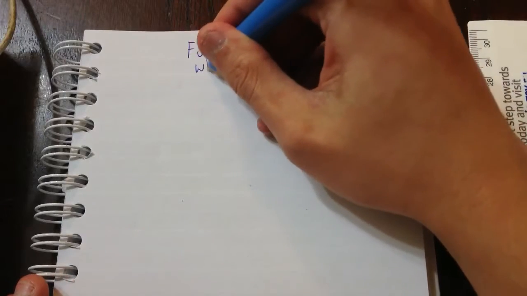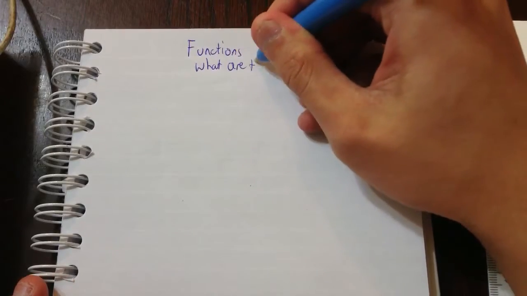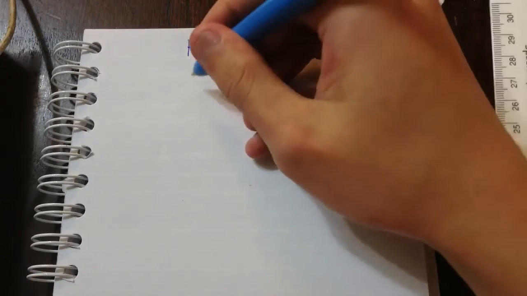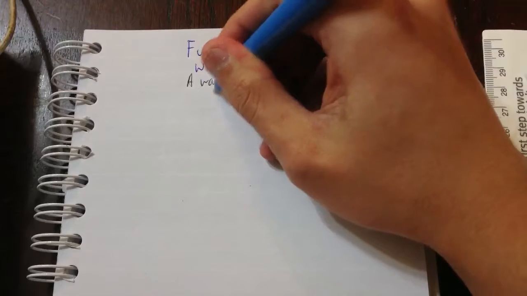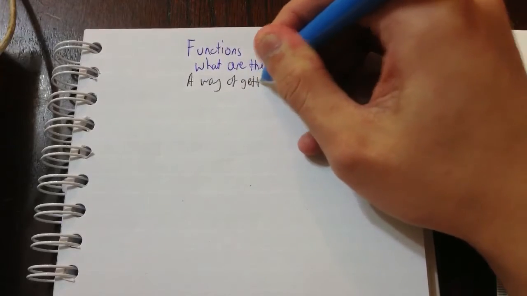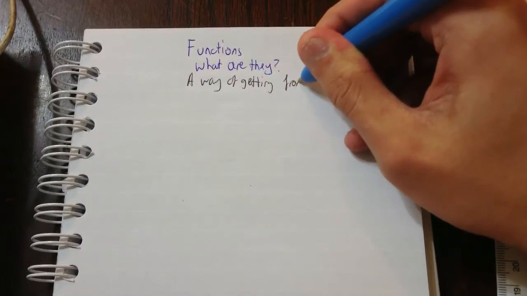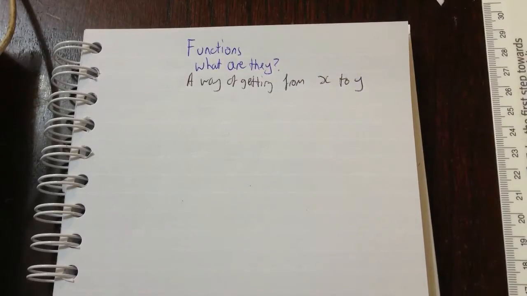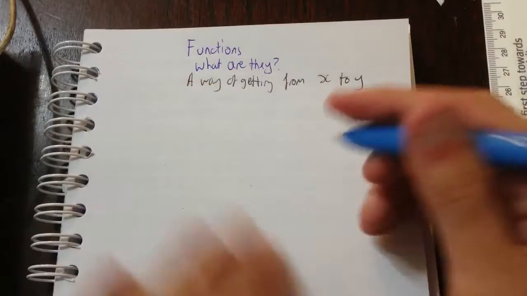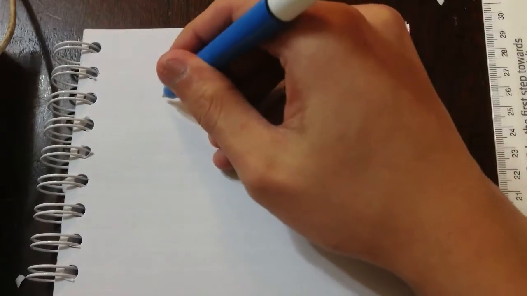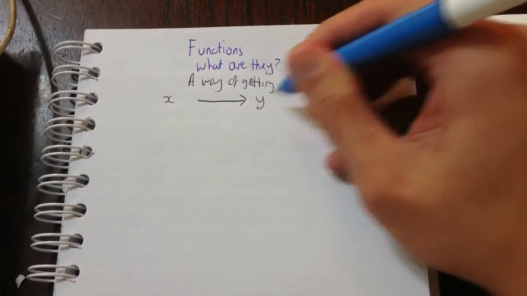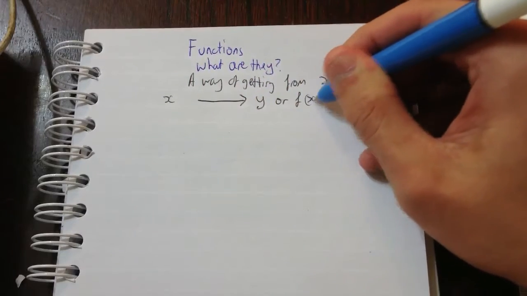Functions. What are they? It's a question. Essentially, all I think a function is, is a way of getting from x to y. But it doesn't have to be x, it could be anything. Traditionally, the way we look at it is we get x and then we do something to it and we come out with y, or f of x. So f of x is the same as y, it's just a function of x.